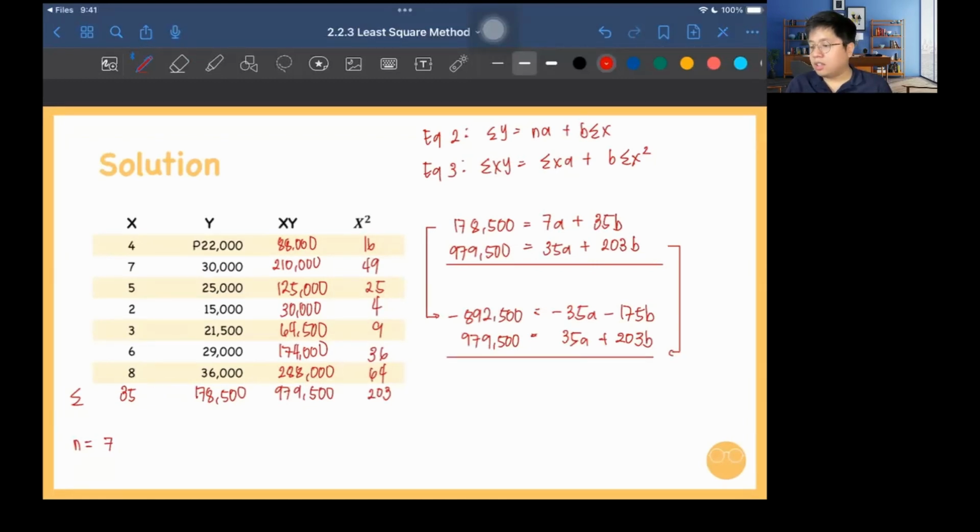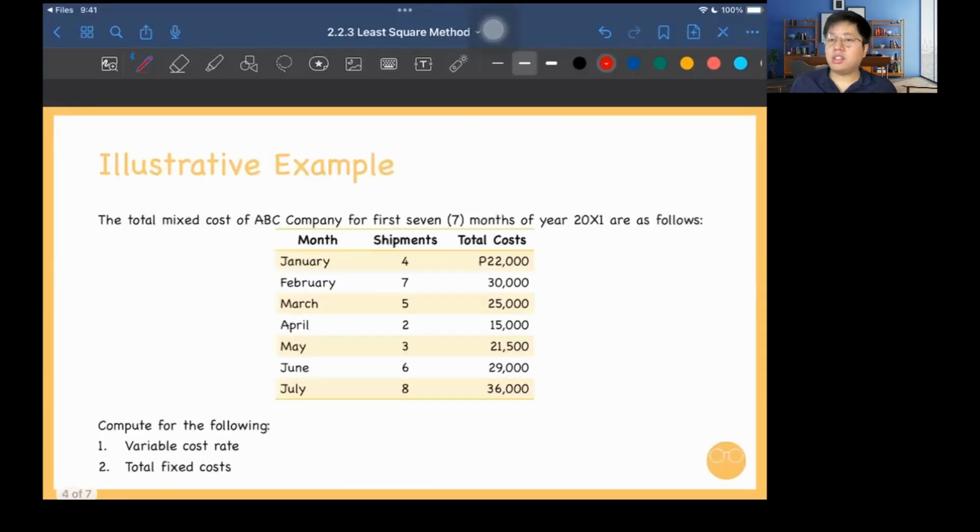979,500 less 892,500, that will give us 87,000. The value of a here will now be eliminated. Then 203b less 175b here, 28b. Therefore, our answer for this one is 3,107.14. If we round it off, b is equal to 3,107. To answer the first requirement, that is 3,107. Meaning to say that for every shipment, the variable cost is equal to 3,107.